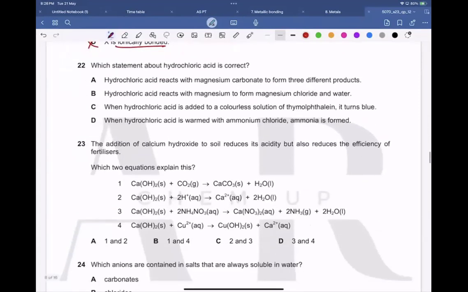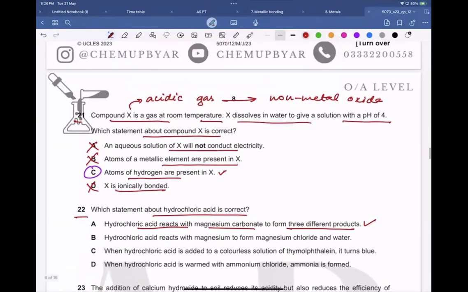Okay. Now question number 22. Which statement about hydrochloric acid is correct? Hydrochloric acid reacts with magnesium carbonate to form three different products. Yes, acid and carbonate react to form salt, water, and carbon dioxide. Yes, it's correct. Why? Because it's an acidic solution, Shayan. So acidic solution conducts electricity.